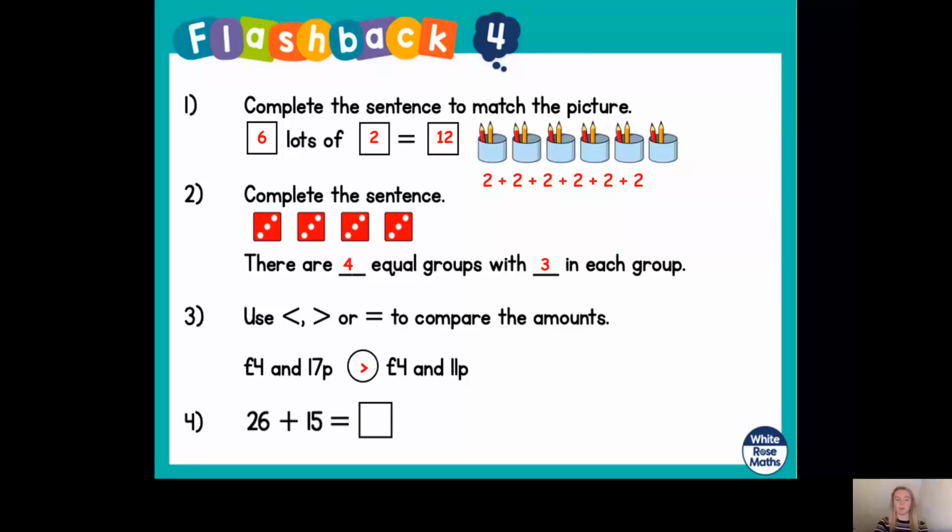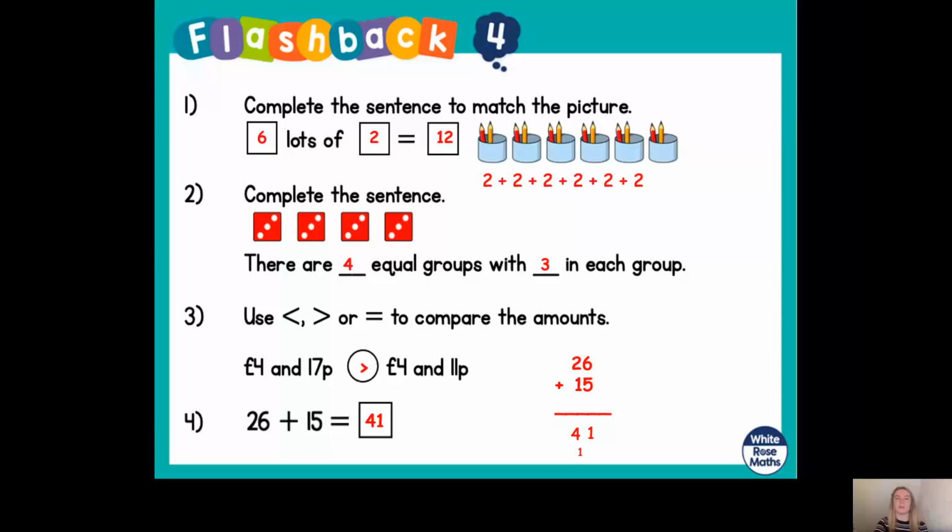And number 4, 26 plus 15. Now let's do the column addition together. So first of all, we need to add the ones. So 6 plus 5 is 11, so put the ones there. And then we need to exchange a 10, don't we? So let's exchange our 10 now. Then we need to add the 10s. So 2 plus 1 plus the exchanged 1 is 4. So the answer is 41. Fantastic. Well done if you got that right.